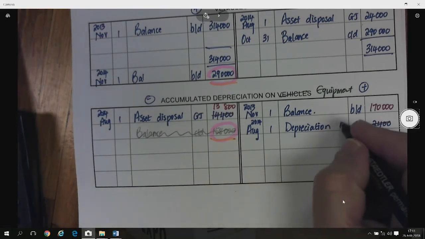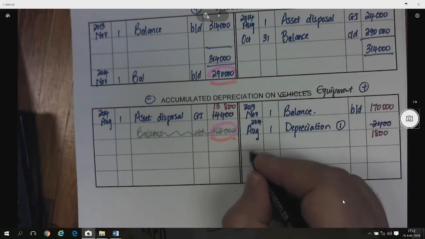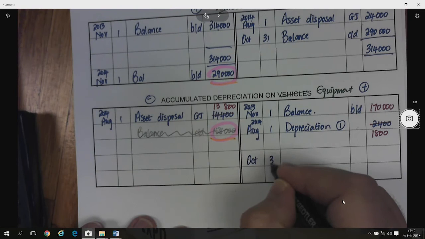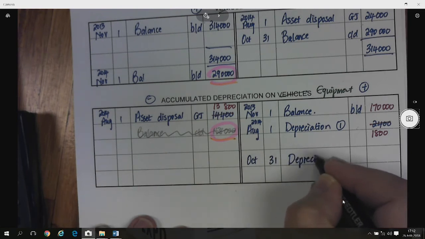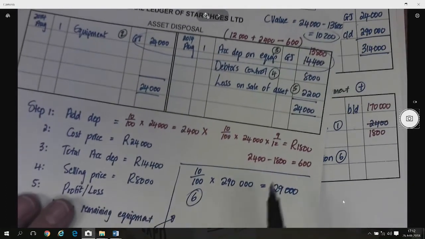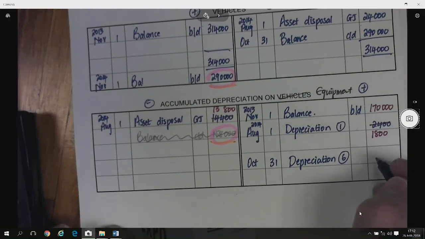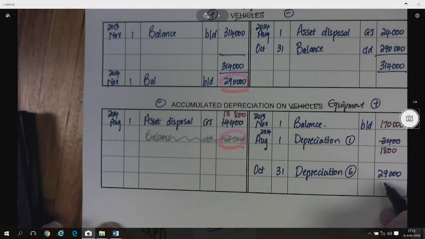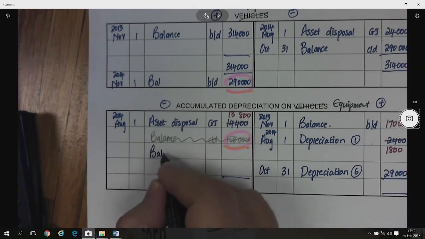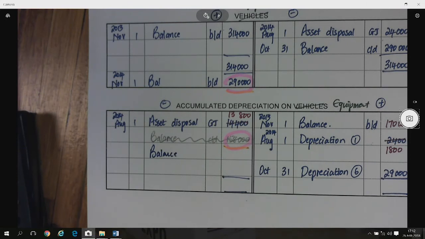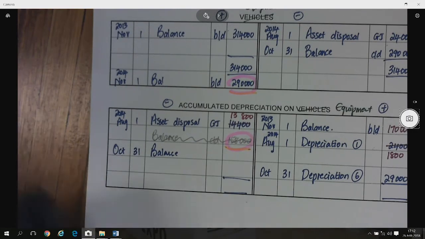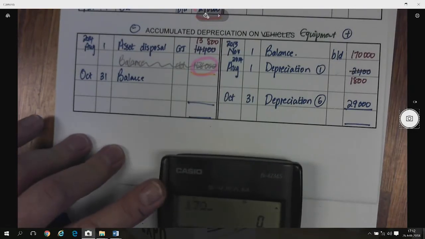Remember, this was step 1. We show at the end of the year. What was our end of the year? October the 31st. Depreciation. Step 6. Do you remember step 6? 29,000 Rand, and we show the 29,000 Rand. Now we add the credit side, we minus the debit side, and that will give us a balance. October the 31st, because end of the year. So we add the credit side, so 170.